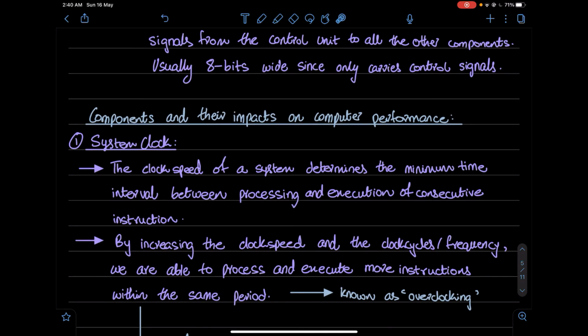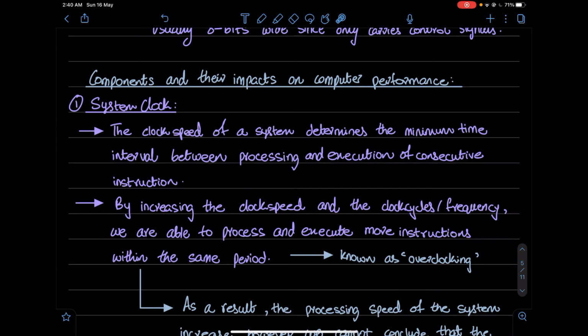Now we move on to components and their impact on computer performance. Like we discussed in the first part about the system clock, right? The system clock and the control unit work together to control, and the control bus, now that you know about it, they all work together to have this system feature, so that your computer doesn't crash, right? Now the clock speed of a system determines the minimum time interval between processing and execution of consecutive instructions. Meaning one by one instruction. So these decide the speed at which these are performed, right?